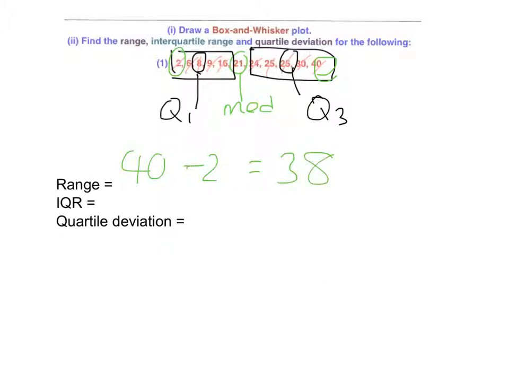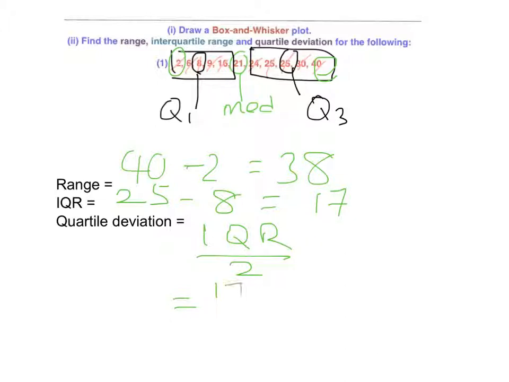The interquartile range is Q3 minus Q1, or 25 minus 8, which is 17. Quartile deviation is basically the interquartile range divided by 2. So in this case, it's 17 divided by 2, or 8.5.